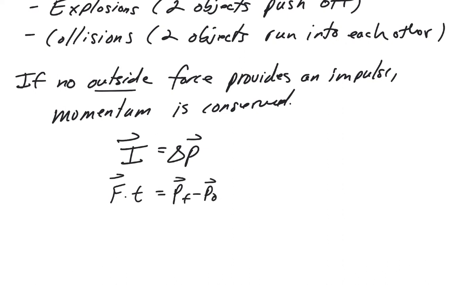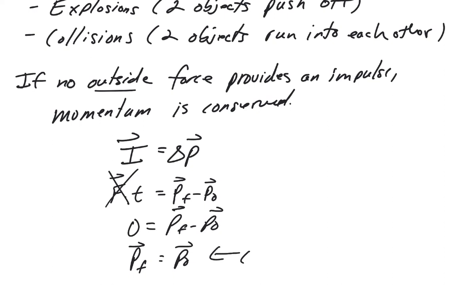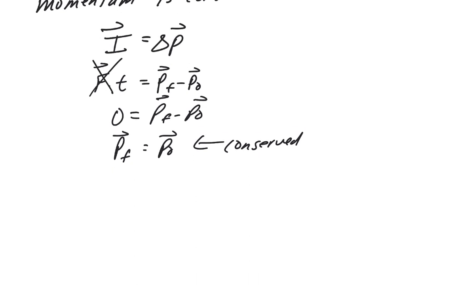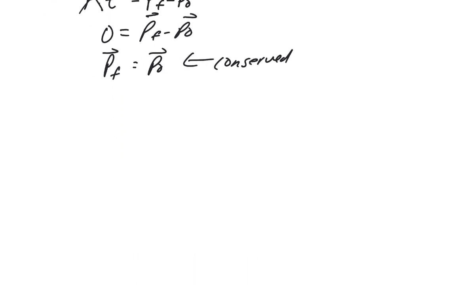Well, if the force is 0, that means that 0 is P final minus P initial, and you can see where we're going. The final momentum has to equal the initial momentum, so that means that the quantity is conserved, right? Our initial is equal to our final, so we're going to end up with conservation of momentum. So what does that look like?